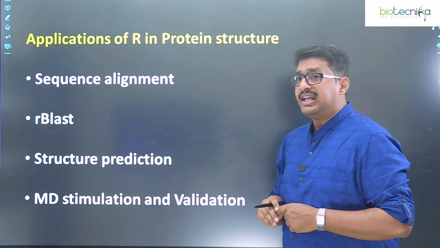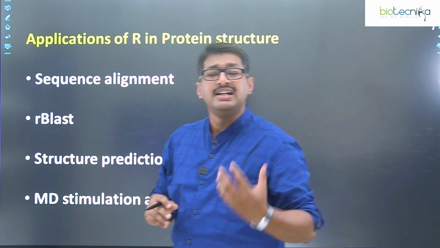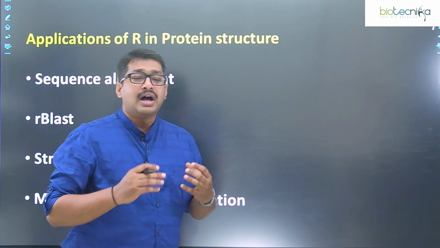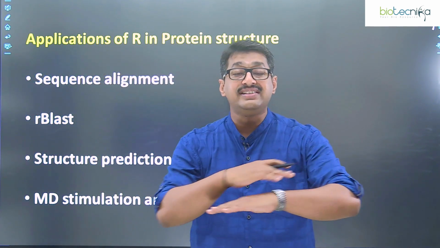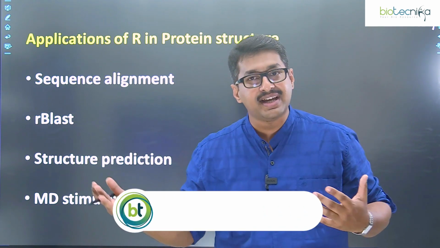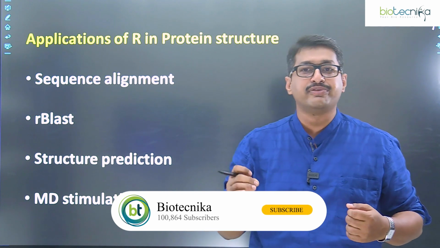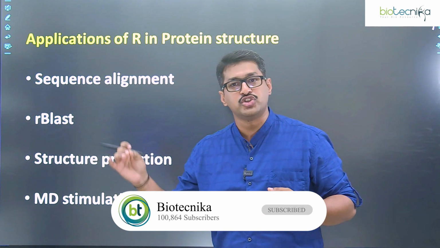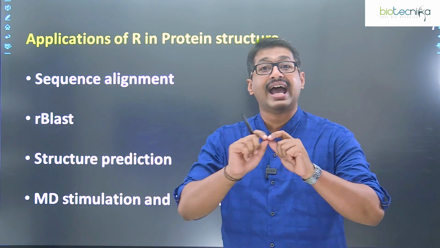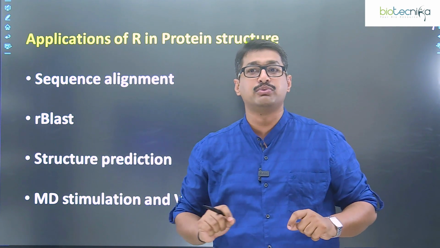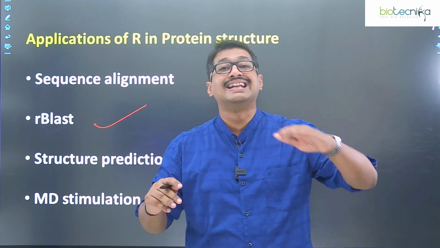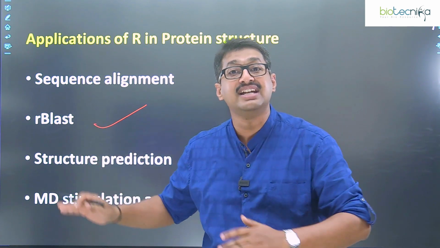Now, in bioinformatics, R is mainly used for protein structure. In protein structure, R could be used for aligning sequences. Trust me, we normally use an NCBI tool called BLAST. BLAST refers to Basic Local Alignment Search Tool. However, R also does the same, but they have a completely different kind of BLAST called R-BLAST, which will help not just in aligning sequences, but in aligning genomes.